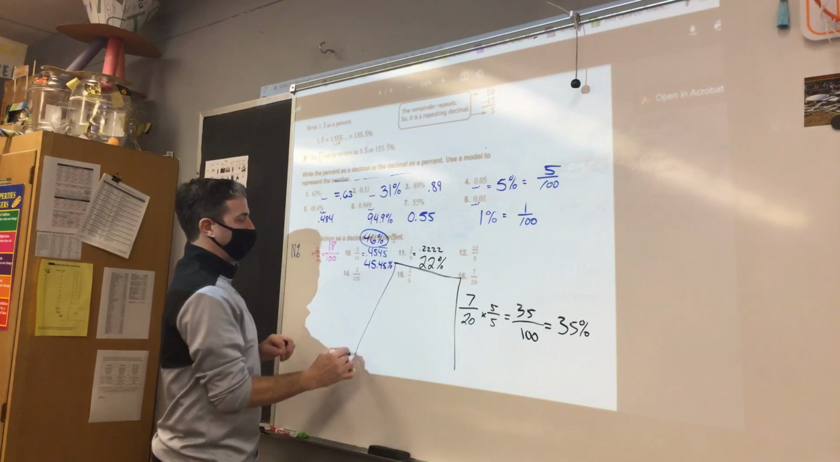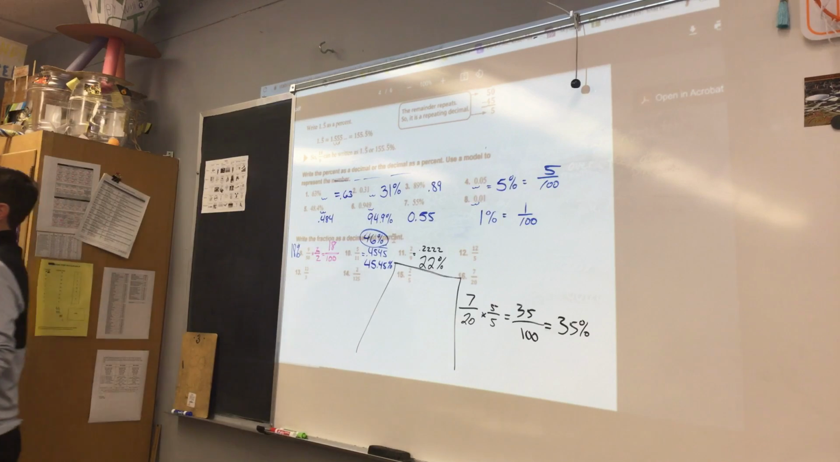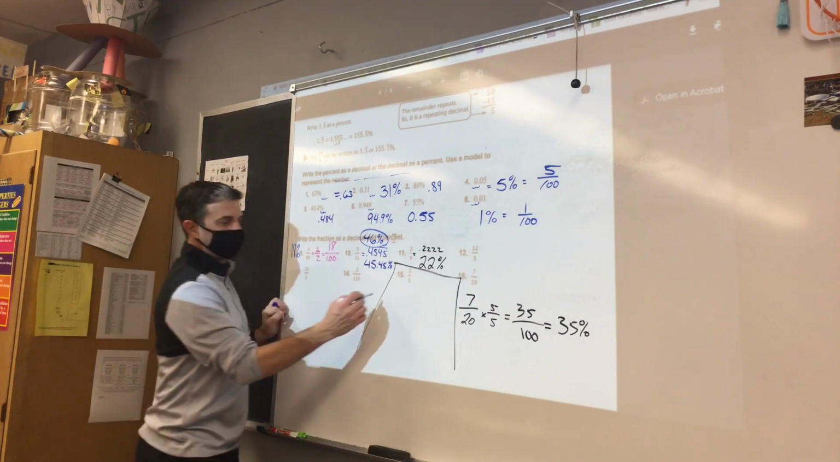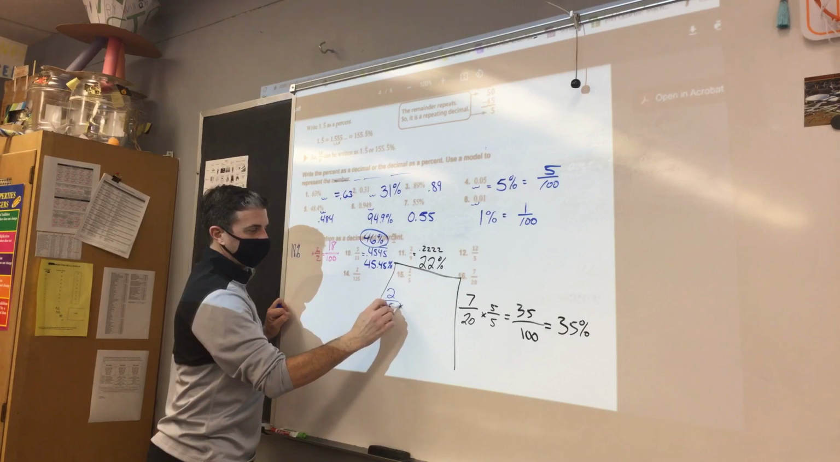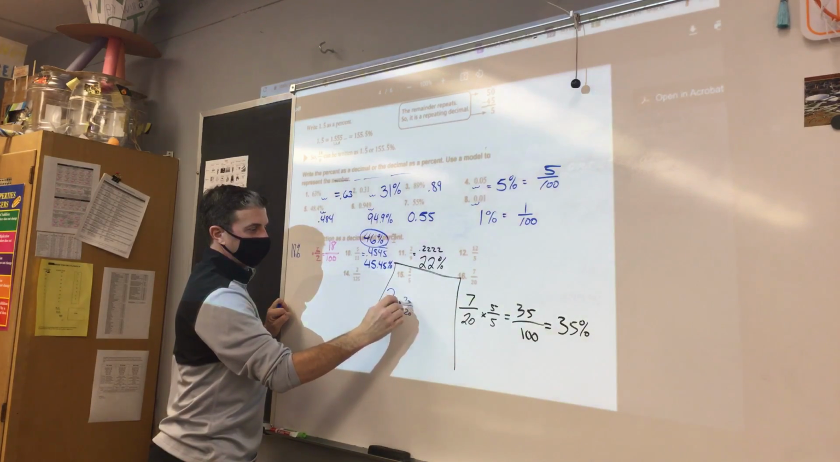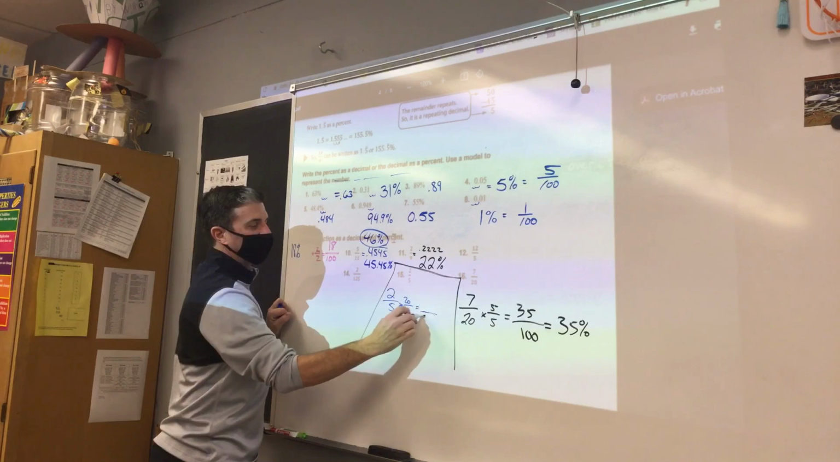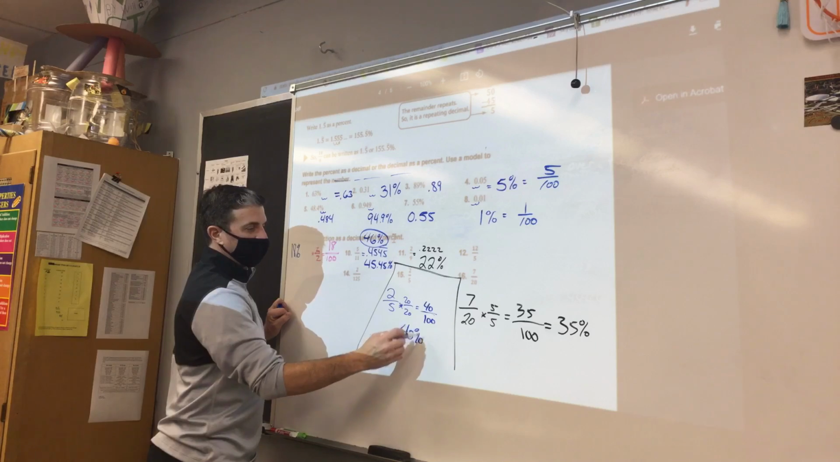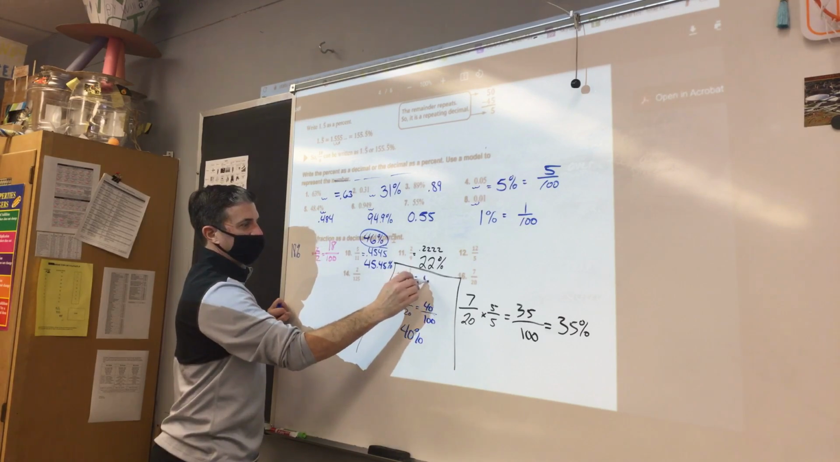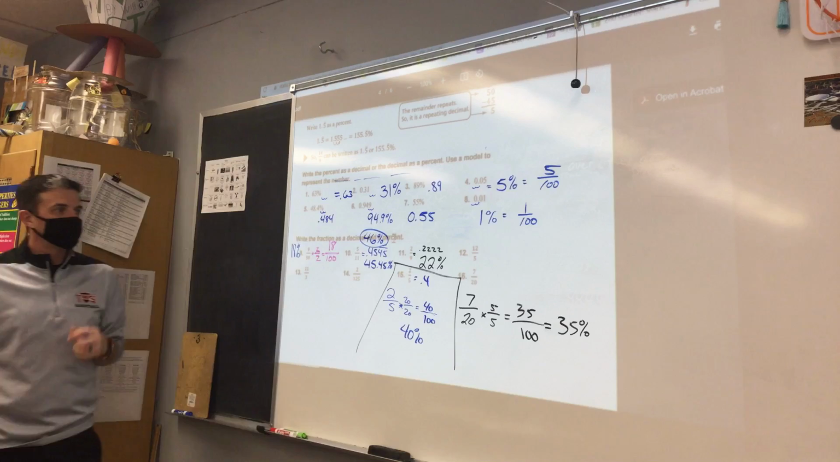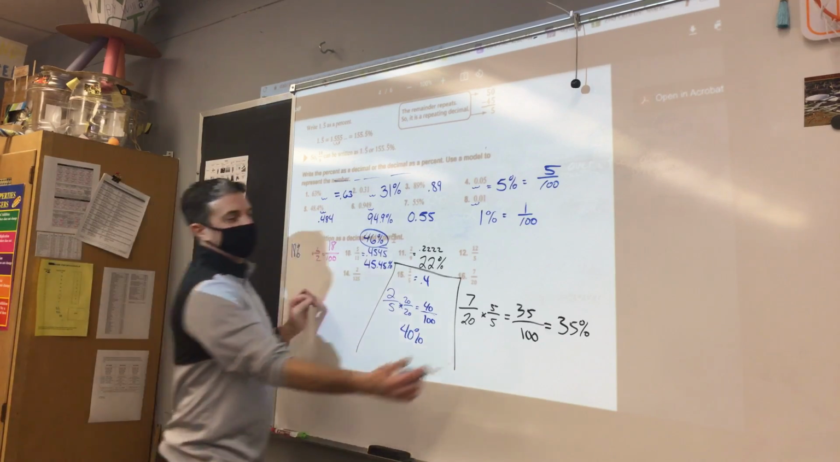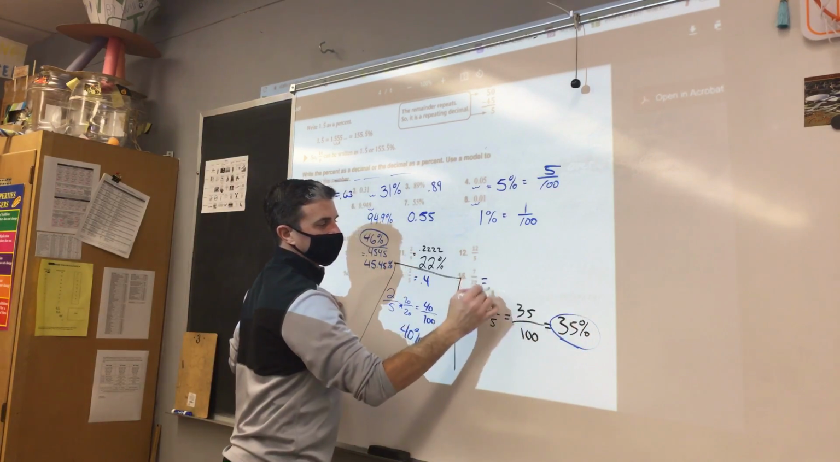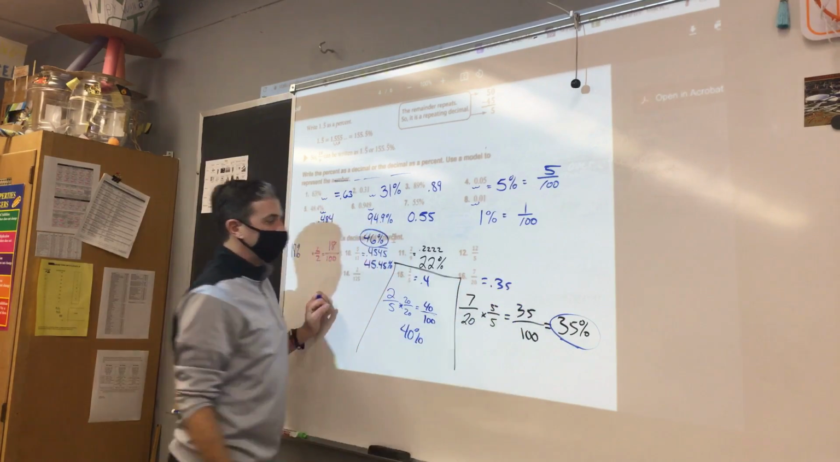Last, let's do 15. Does anybody know off the top of their head what 2/5 is? So first you have to multiply by 20. Okay. And then you get 40 over 100. And then you have 40%. Yep. And what is that as a decimal? 0.40. 0.4, right? Just like this decimal is what? 0.35. 0.35.